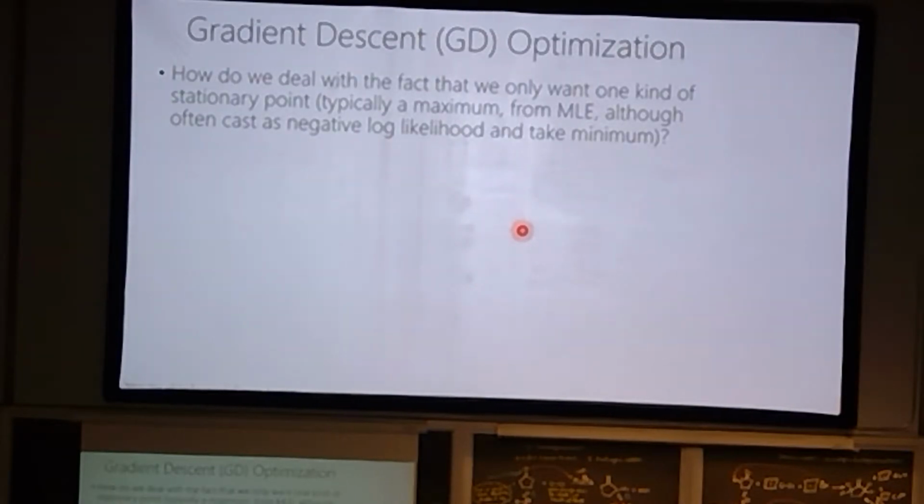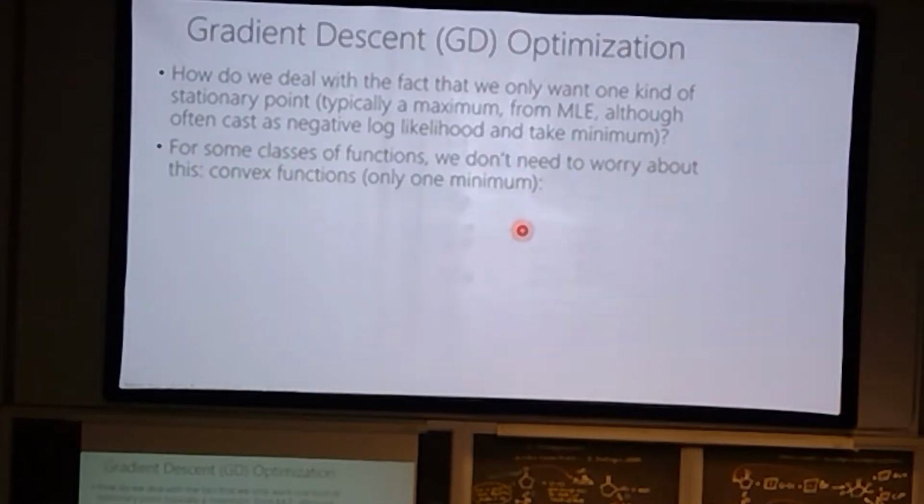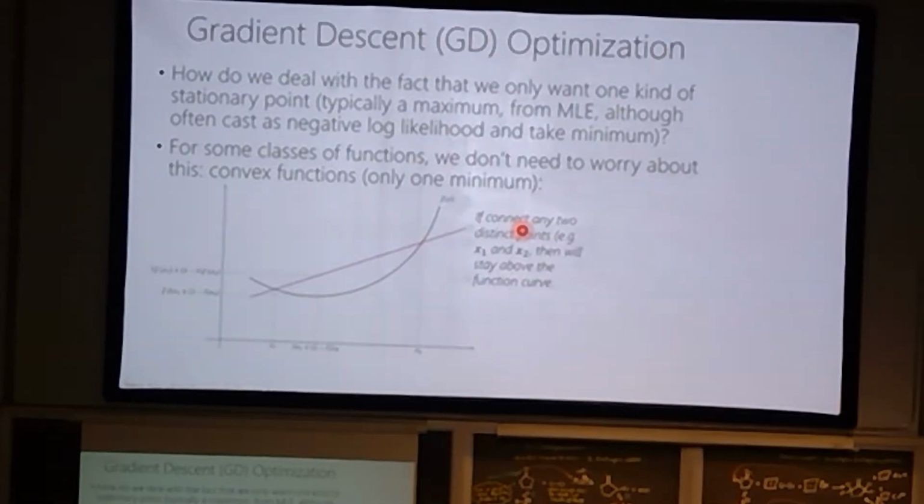Right, so how do we deal with the fact that we only want one of these stationary points, so typically a maximum for maximum likelihood, although sometimes you'll see people minimizing the negative log likelihood. This is just somehow a convention. But there are some classes, as was alluded to earlier, of functions that we don't need to worry about this. And these are convex functions. And in convex functions, there's only one minimum, right?